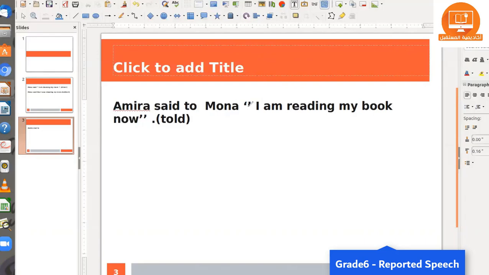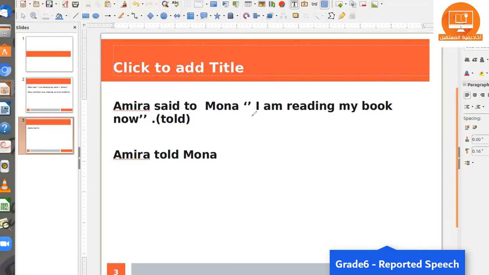So, Salma, what is the first step? We remove quotation marks. Yeah, very good. So I will remove quotation marks. Okay, what is the second step? Amira told Mona. Very good. So the second step is Amira told Mona.